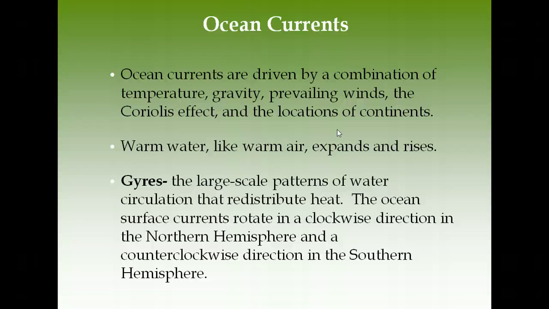Ocean currents are driven by a combination of temperature, gravity, prevailing winds, which are basically the major winds. So the westerlies are the prevailing wind system in the United States. The Coriolis effect, and then the location of the continents.